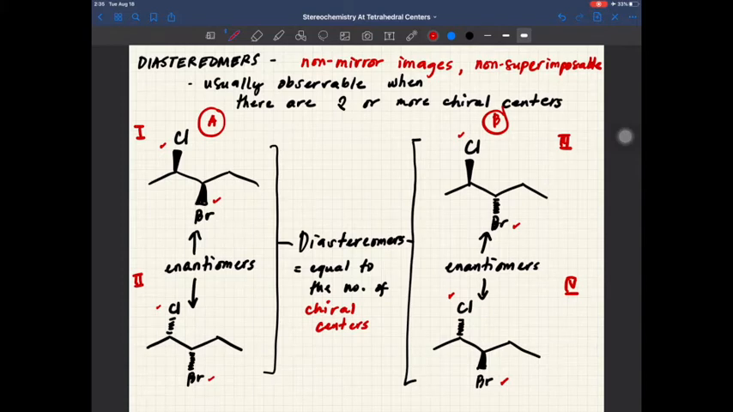So for this type of compound having two chiral centers, there is an equal number of diastereomers corresponding to the number of chiral centers that are present in a molecule. So if you have two chiral centers, essentially it means that you have two diastereomers. If you have three chiral centers, that means that you also have three diastereomers.